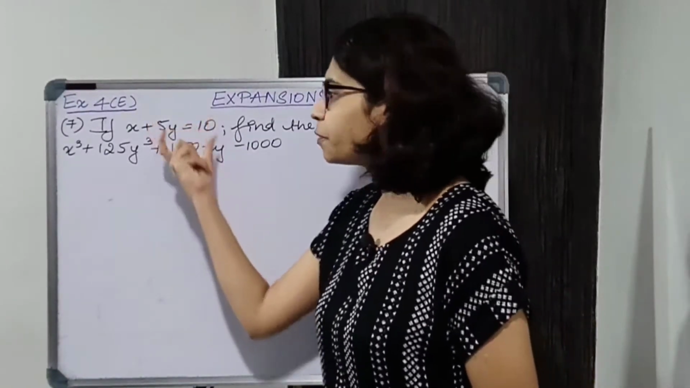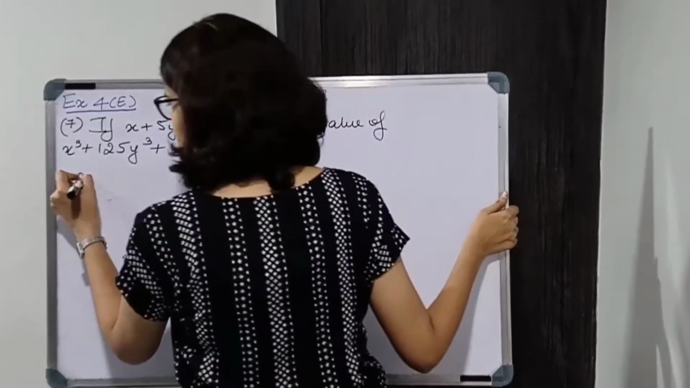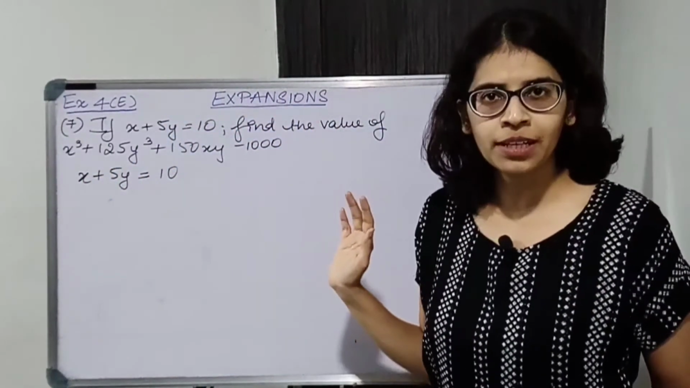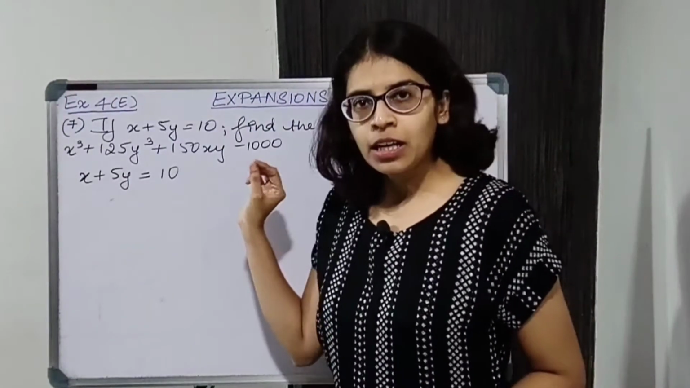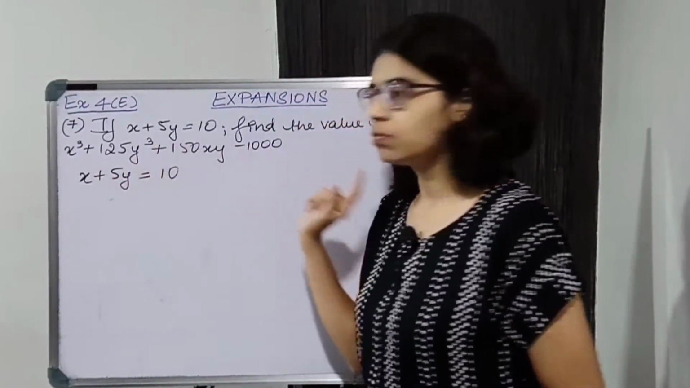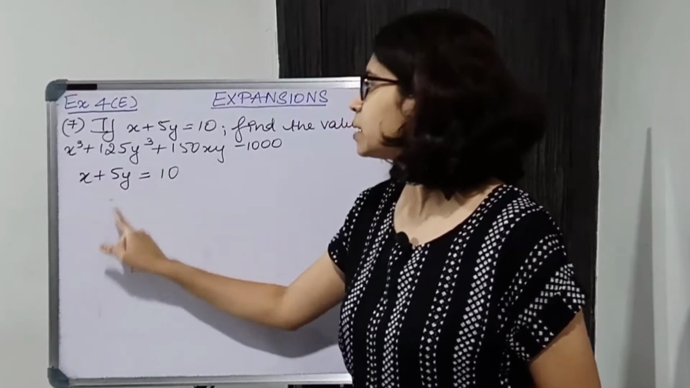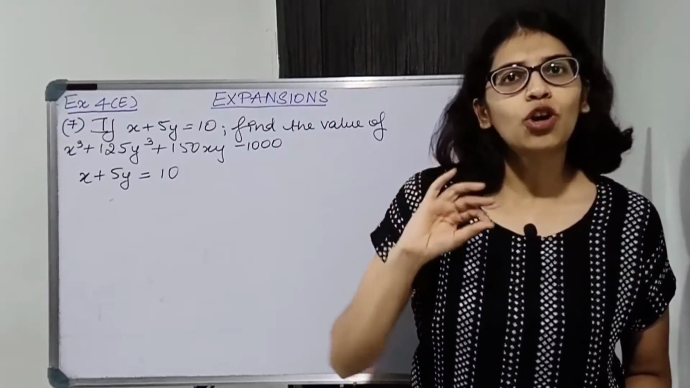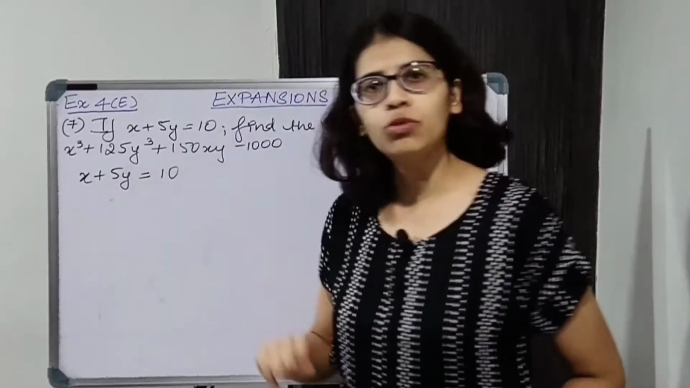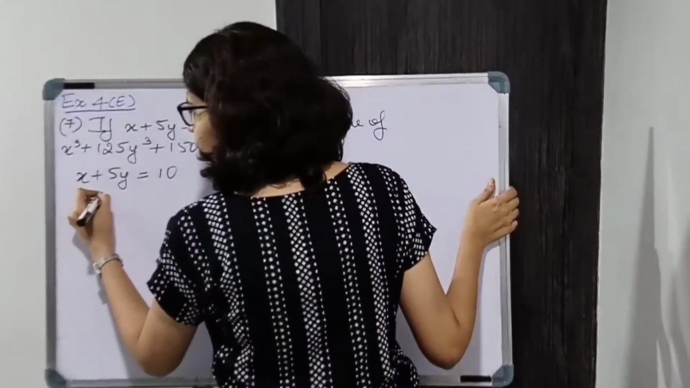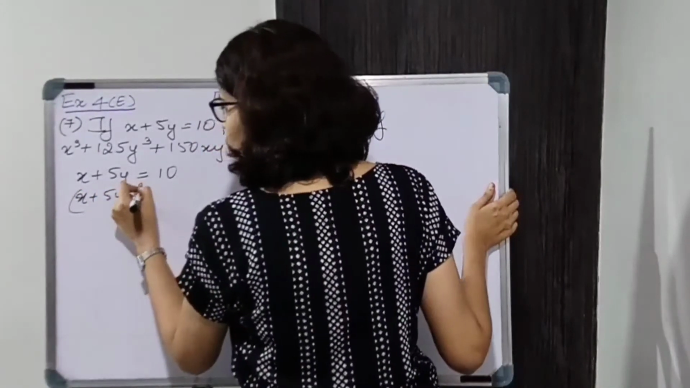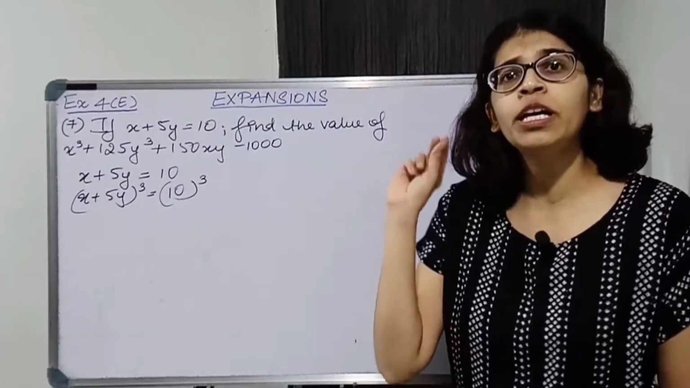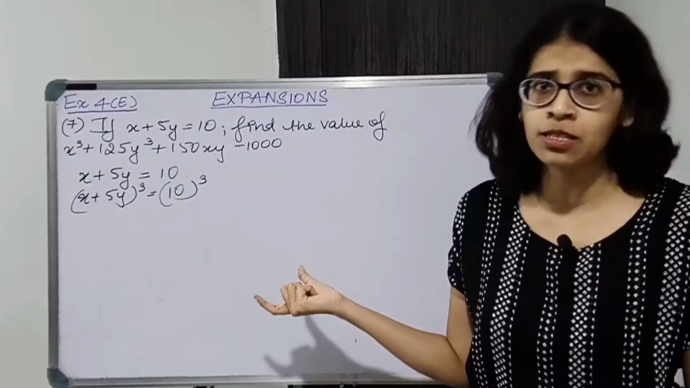Okay, so first what we'll do, we'll write down the given. x plus 5y is equal to 10. This is what we are given. Now in the to-find part there is a cube. Okay, x cube, 5 cube is 125, y cube, and 10 cube is 1000. So what we will do, we will cube on both the sides. So write down the LHS, put brackets cube. Write down the RHS, put brackets cube. Write down the reason, cubing on both the sides. You have to give the reason, students.